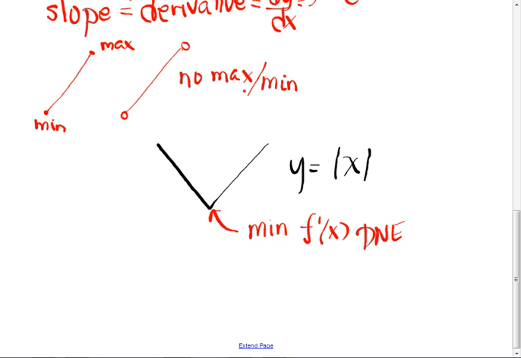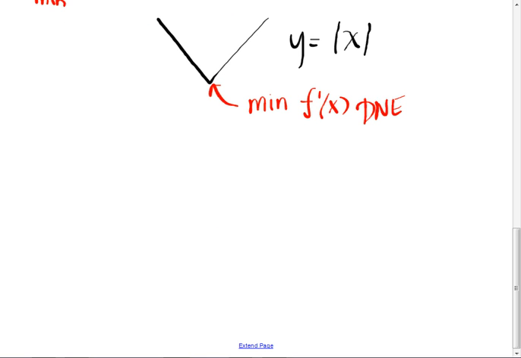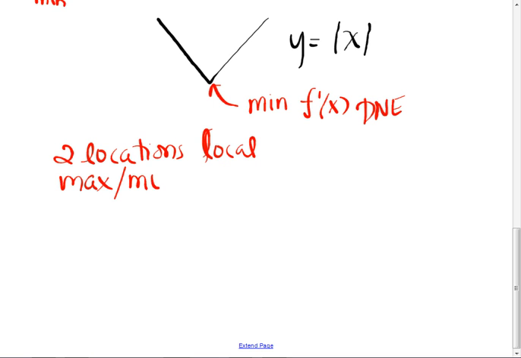So there are 2 places where you look for max and mins, local ones. You look for when the derivative is 0. So there's 2 locations for local max mins: F prime equals 0, or F prime does not exist. That doesn't mean it doesn't exist on the function. Maybe it has. So that's not too bad. That's what you're going to do. You're going to find derivatives, and you're going to say is there a maximum and minimum there.